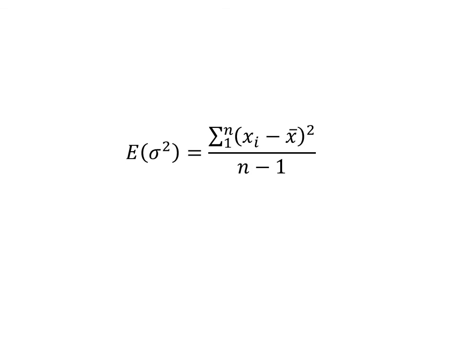This leaves us with the result we anticipated. The expected value of sigma squared is the sum of xi minus the sample mean squared divided not by n, but instead divided by n minus 1. While you will likely never need to go through these steps yourself, it helps to be able to see that there really is a mathematical basis for dividing by n minus 1 instead of by n. It doesn't just come out of nowhere.